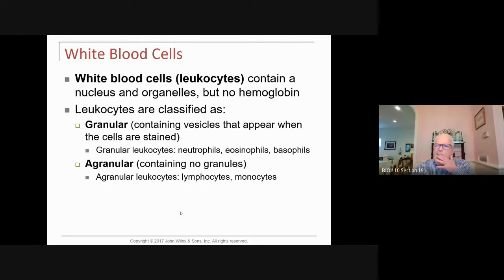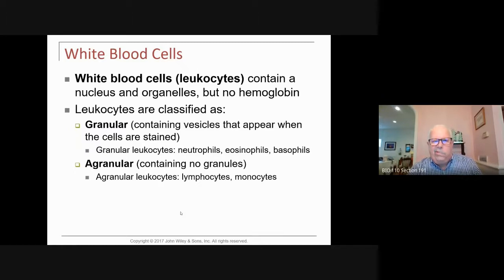Let's talk about white cells, and then I'm getting tired of talking, so we'll stop after talking about white blood cells. White blood cells are called leukocytes. Leukocytes, unlike red cells, contain a nucleus and contain organelles, but they don't transport oxygen, so they have no hemoglobin.